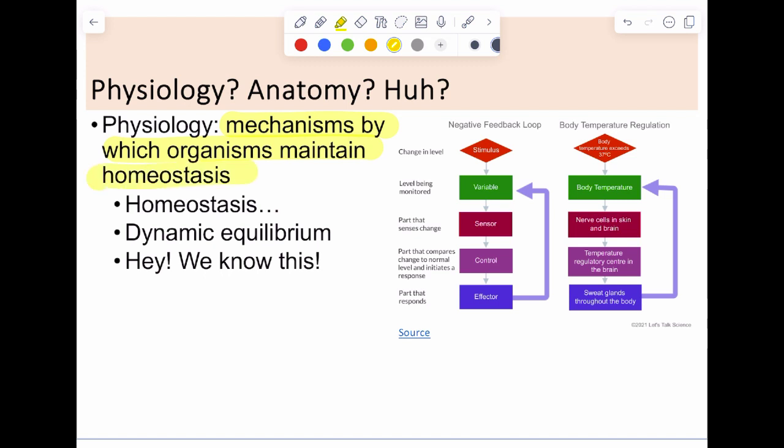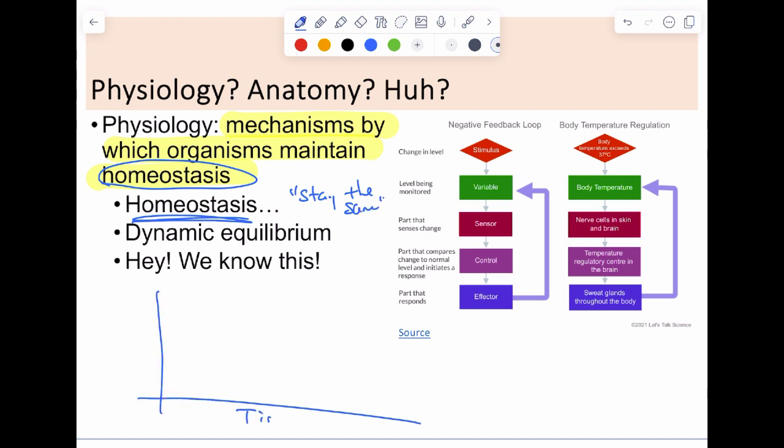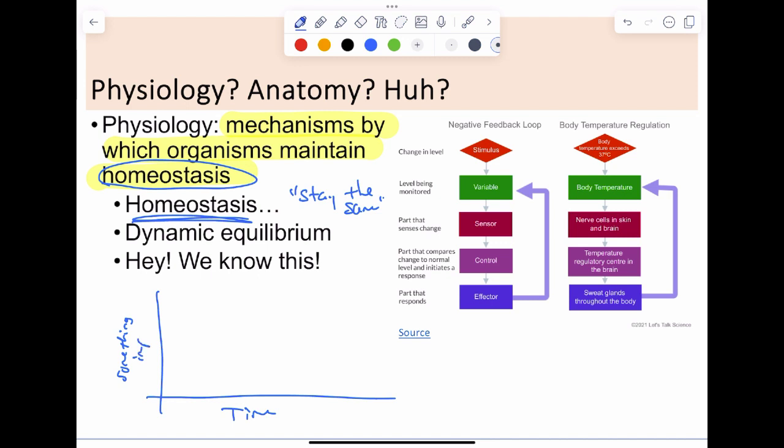It's the way in which we maintain homeostasis, the way we keep staying alive. The term homeostasis is a weird one because the word itself literally means stay the same. So if I were to make a graph of time and something important, the way we think of the term homeostasis is it's like a dashed line, and this is what we need to be. You need to be on that dashed line, and if you're not, you're dead. Catch is it's not true. We don't stay the same.